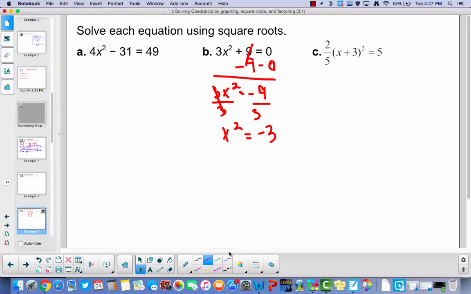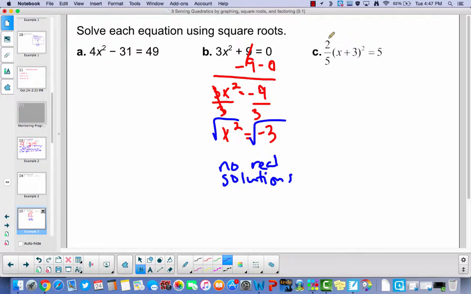To solve this, I would take the square root of both sides. However, can we take the square root of a negative number? No, we can't. So the answer to this one is no real solutions. Okay, now let's take a look at this one. This one's a little different. We've got a few things to do before we can take the square root, and we're going to have to think about what happens over here.